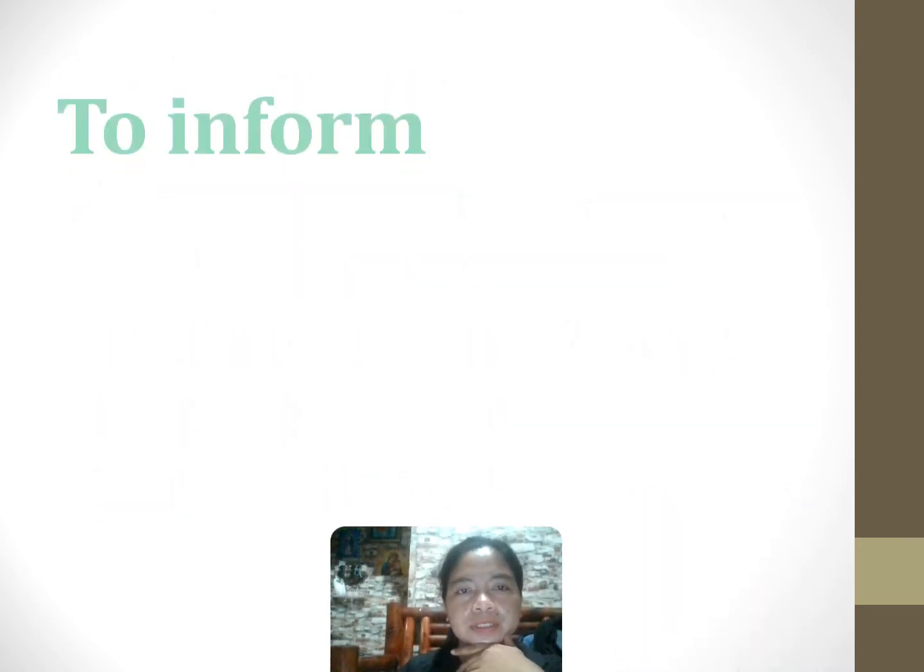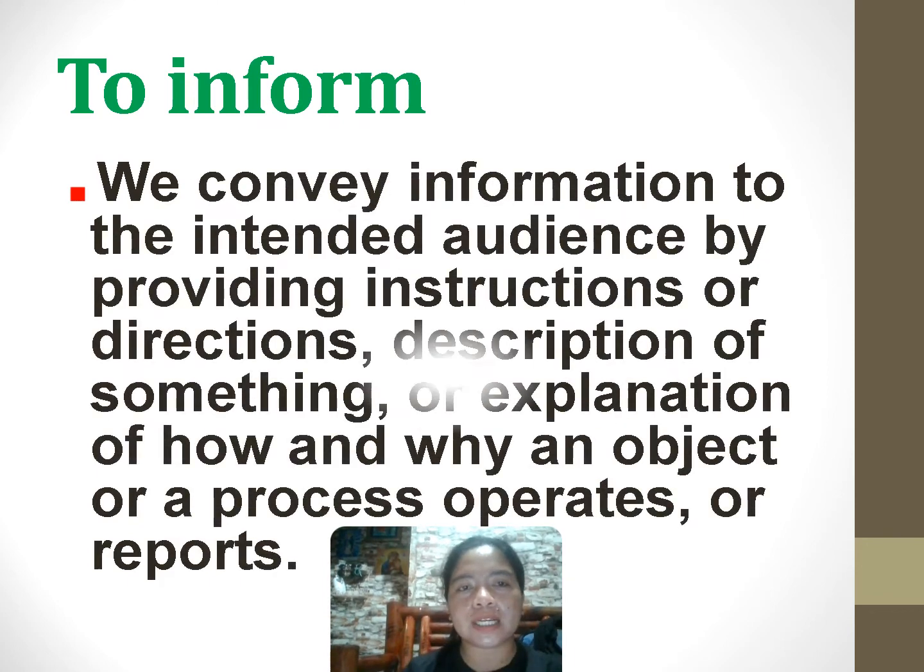Next, we have to inform. So, if earlier, to inquire, you were the one asking, this time you are the one giving information. We convey information to the intended audience by providing instructions or directions, description of something, or explanation of how and why an object or a process operates or reports. You are giving information, just like I am giving you information regarding the four types of speech. First one is to inquire, second is to inform. So what is the third one?